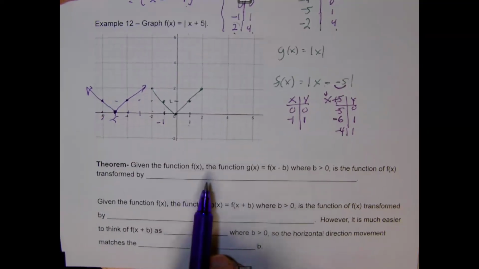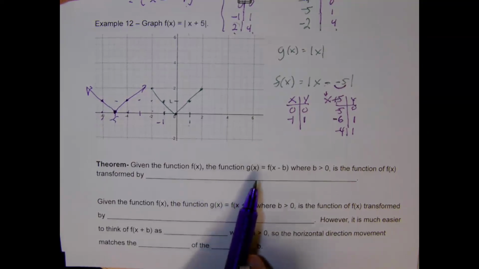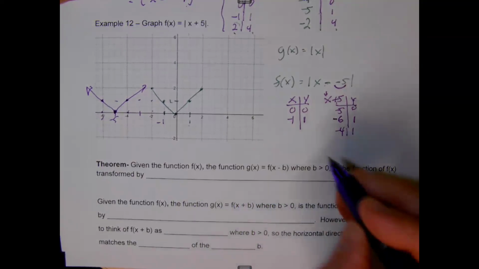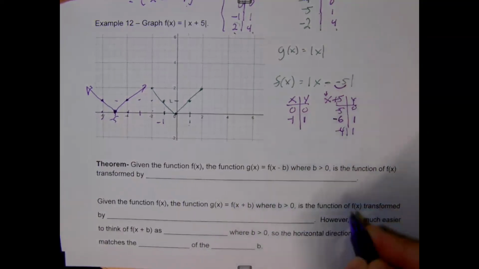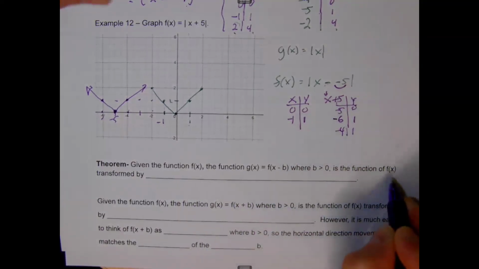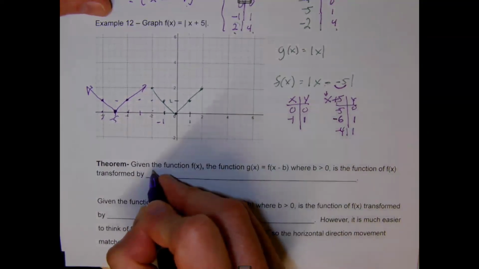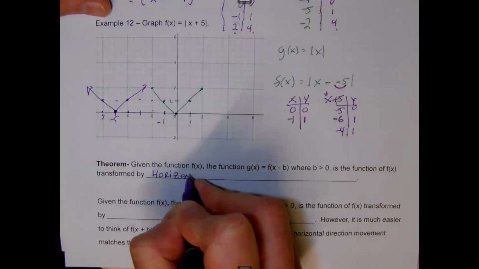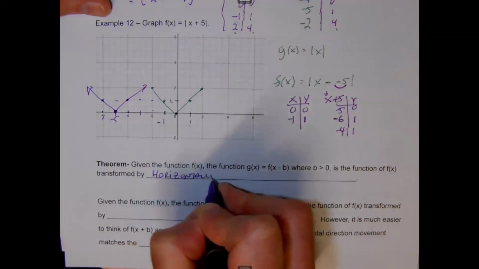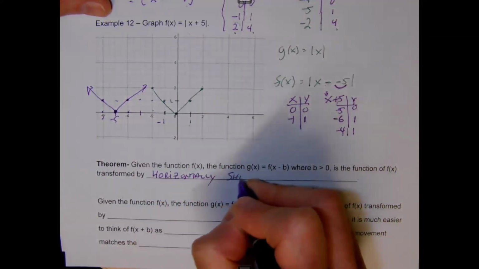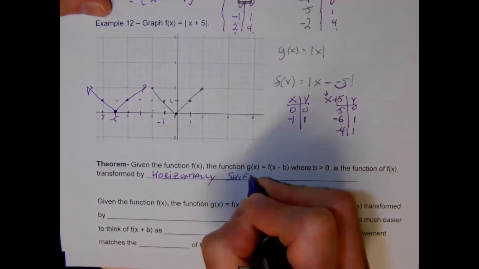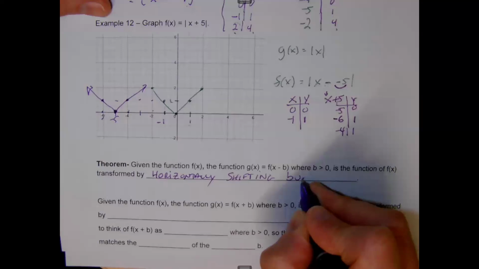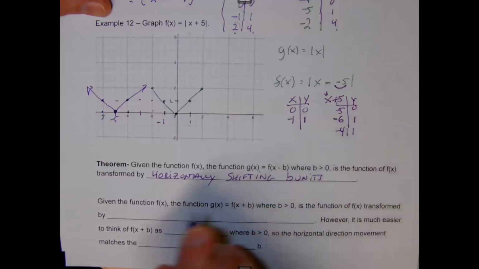So given the function f of x, the function g of x equals f of x minus b, where b is greater than 0. So again, this is a positive number when I write it. It is the function f of x transformed by horizontally shifting b units, in this case, to the right.